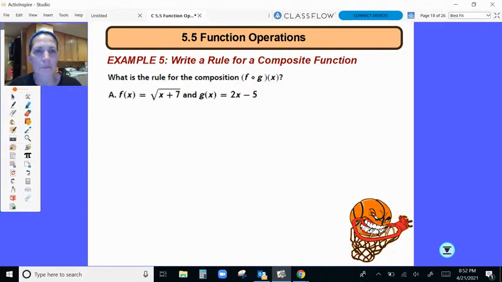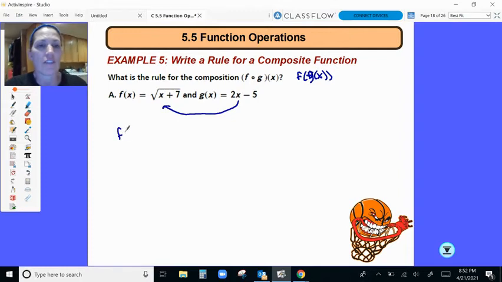All right. Okay, so now we're just going to practice writing rules. So what's the rule for composition of f of g of x? When you see it written like this, it just basically means the same thing, f of g of x. Okay, so that's the same thing. So we're going to take g and plug it into x over here.